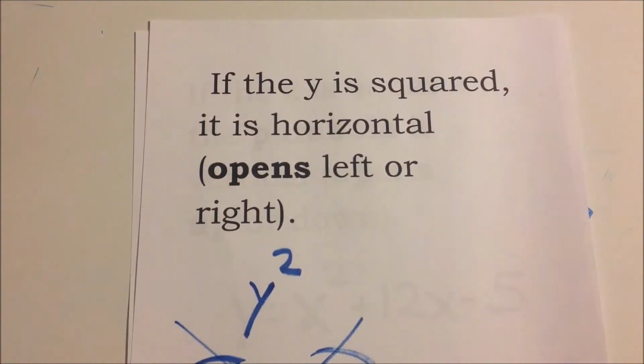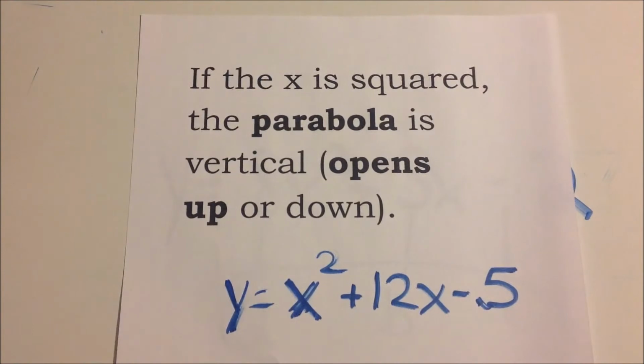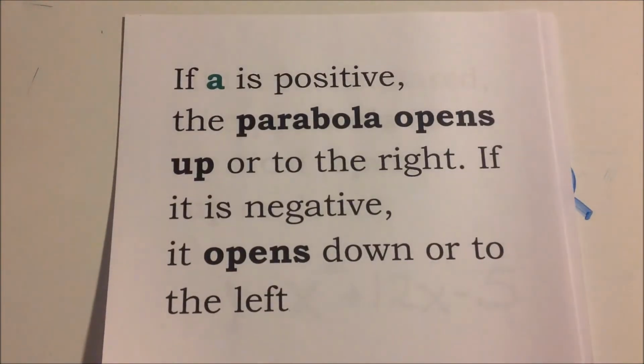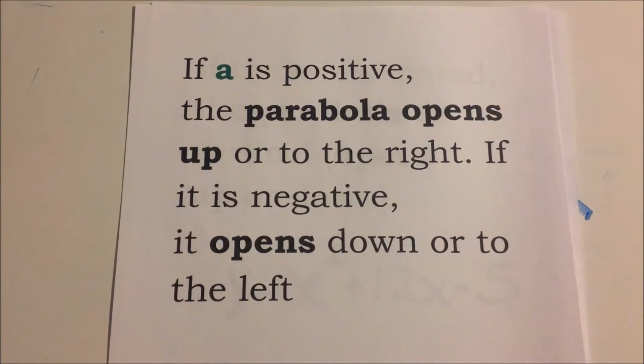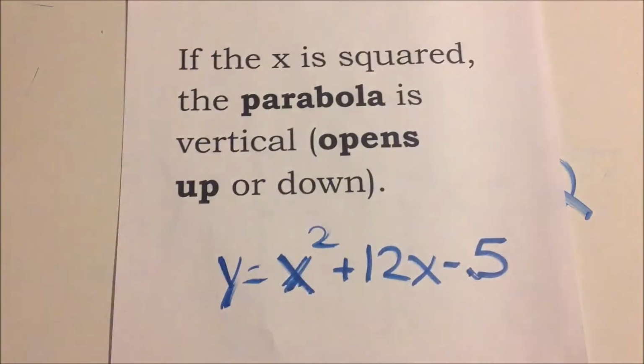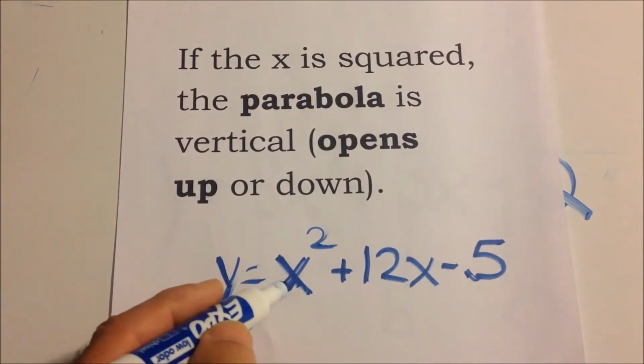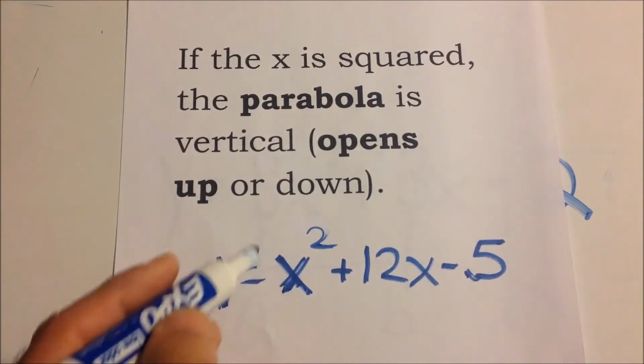So, if the x is squared, it's vertical, as we see here. And if the y is squared, it's horizontal. Now, if the a is positive, the parabola opens up or to the right. Let's look at that example again. Here, a is 1 and it's positive, so it's going to open upward.